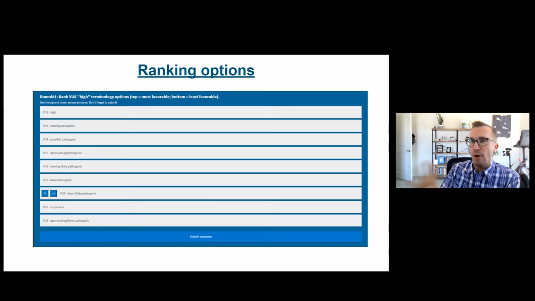And so this is going to be a rank. I also wanted to point out, when this comes up on your screen, in order to move the options you like to the top and ones you don't like to the bottom, you first have to click on each term and then arrows will appear and then you can move it up or down. So this will be ranking, not multiple choice, because we want to see the full range here.